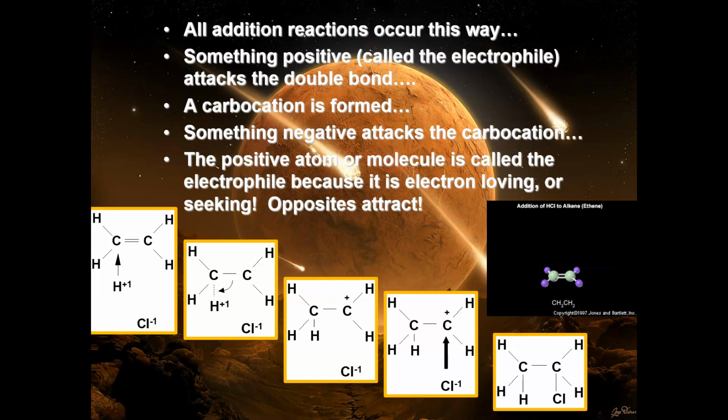There's going to be something positive, we call that the electrophile, that is going to attack the double bond. We have that carbocation form. Then something negative attacks the carbocation. So a common question here is, why do we call the positive atom an electrophile? That is basically because it's an electron-loving or an electron-seeking molecule or atom, and so since the opposites attract, that's what we call it.